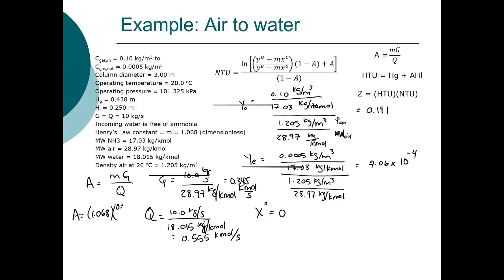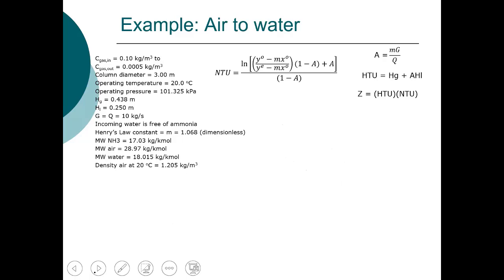So A is equal to 1.068 times 0.345 divided by 0.555, and that is equal to 0.664. I'm going to switch to the next page. So let's just go back. We've got Y naught equal to 0.141, YE equal to 7.06 times 10 to the minus 4.